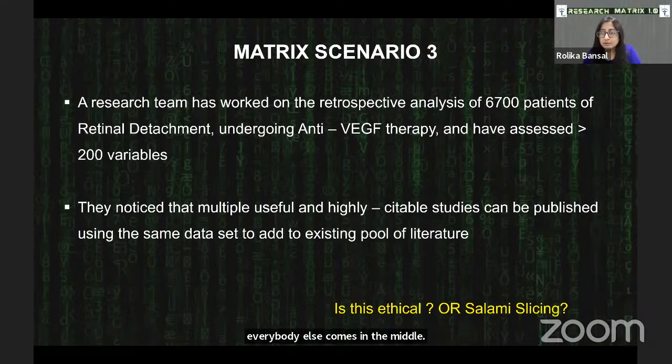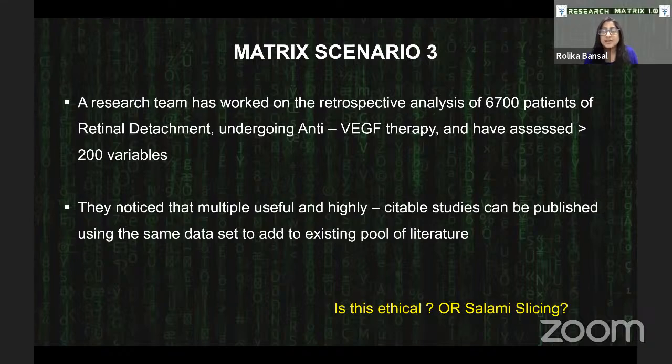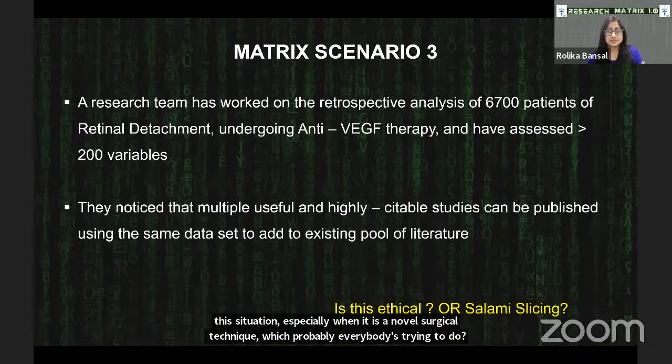Right. And we do have a question from Dr. Apurva on the previous topic. And I think Dr. Basu, I would request you to answer the question. She said, what about getting a manuscript for review, stealing the idea, making a quick paper out of it, and publishing it before the one that came for the review? How do we know that our research ideas are safe in this situation, especially when it is a novel surgical technique, which probably everybody's trying to do, or an innovation in diagnostics?